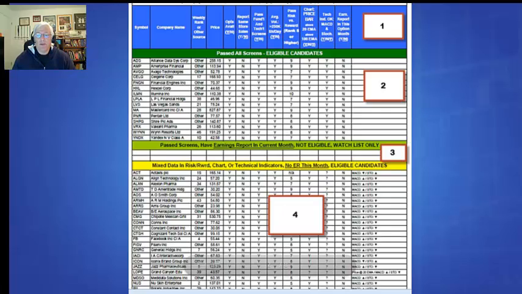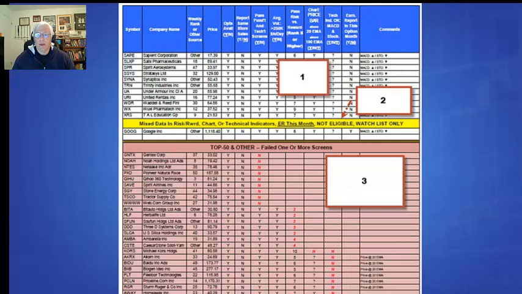And finally, below that in Section 4, we show stocks that have mixed technical data, basically have passed all the screens, but the confirming technicals, like perhaps MACD or stochastics, is not confirming. So they're slightly weaker technically, but still eligible for consideration for writing covered calls. These stocks also have no earnings report in the current month and therefore are eligible candidates.